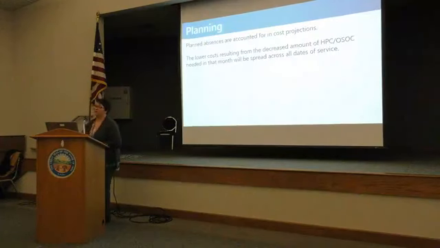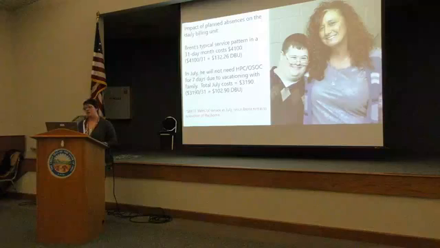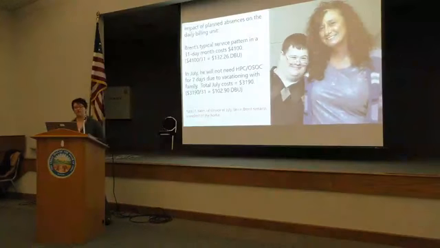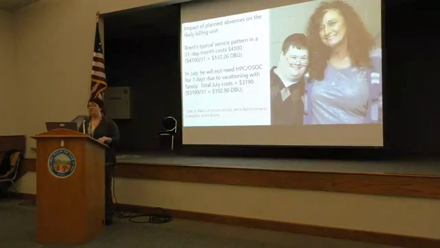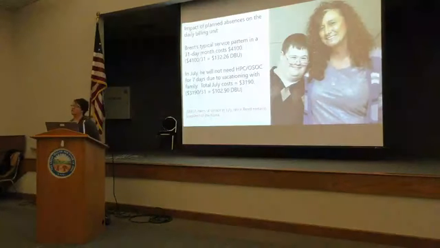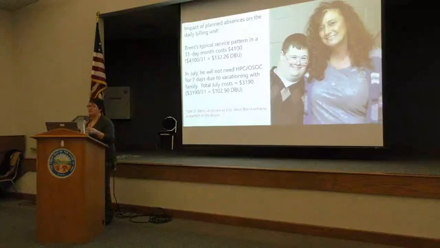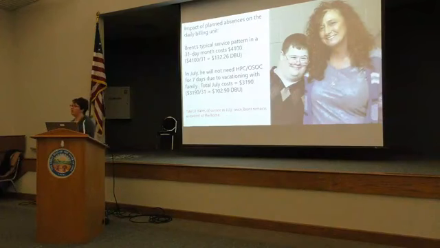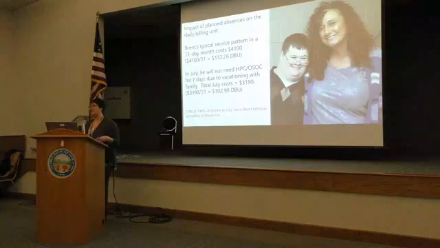Planned absences are accounted for in cost projection. The lower cost resulting from the decreased amount of on-site on-call and HPC needed in that month will spread across all days of service. So we're going to see a quick example here. Typically, planned absences on the daily bill unit and what it does: Brent's typical pattern in a 31-day month cost of $4,100 is the 132.26 DBU. But in July, he will not need anything for 7 days because he's going on vacation with his family. So his cost now becomes the $31.90 because it is reflected that for a whole week, a provider is not going to need to provide him services.